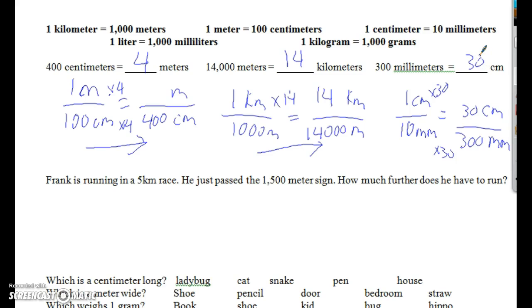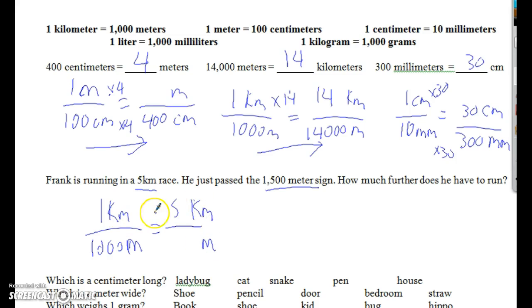30 centimeters. Frank's running in a 5 kilometer race. He just passed the 1,500 meter sign. How much farther does he have to run? The problem is I can't do any work on this because they're not in the same units. I got meters and kilometers. So I want to change 5 kilometers. So I know 1 kilometer is 1,000 meters. So we got 5 kilometers on top and meters on the bottom. 1 times what equals 5? Times 5. So on the bottom times 5.